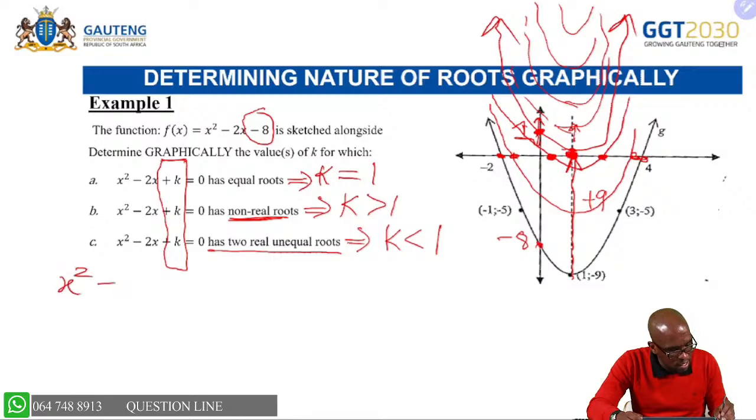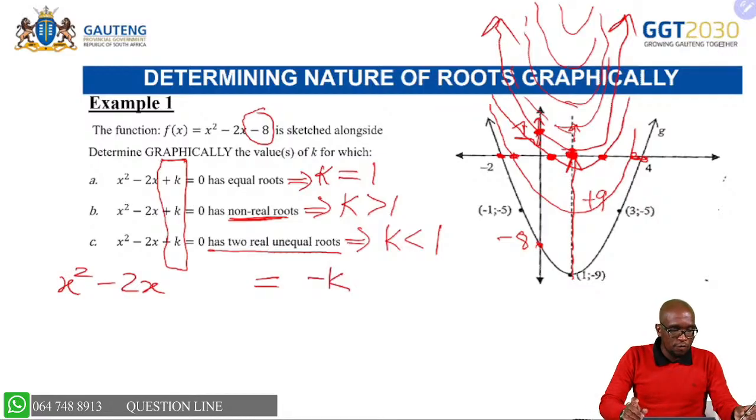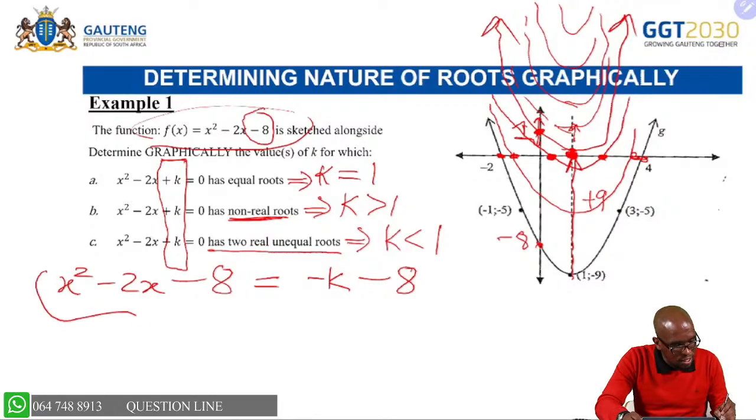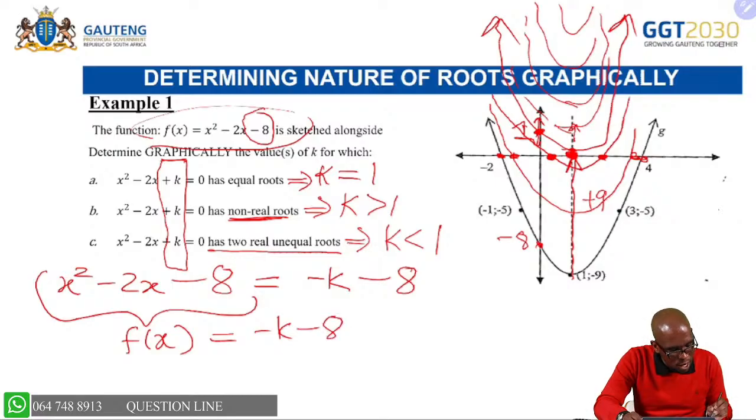It's x squared minus 2x. If I can transpose k, I would have minus k. And for this equation to look like the original equation, I would subtract 8 this side, subtract 8 this side. You can see now that this is f of x. So our f of x is minus k minus 8. So we are moving a line, y is equal to minus k minus 8.